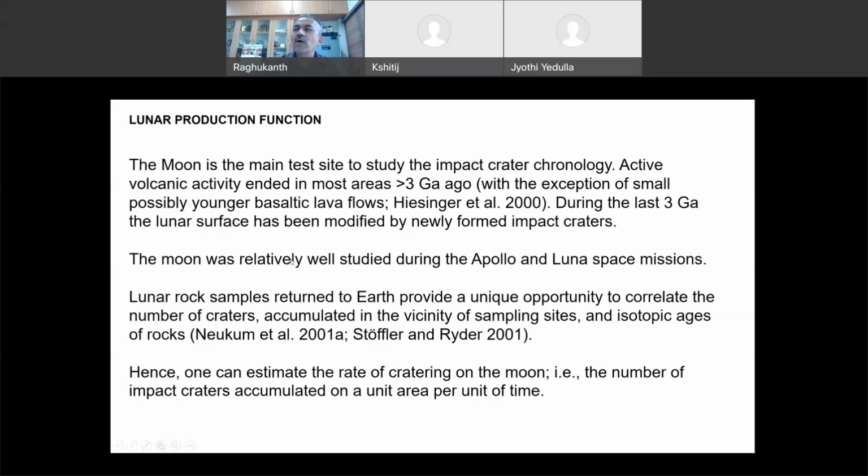And then of course, the Apollo lunar space missions went, and they brought rocks from the moon. In the lab, they studied whether it was volcanic or impact. And then the lunar rock samples provided a unique opportunity to correlate the number of craters. So this subject of impact cratering itself evolved due to the Apollo and Luna space missions. If these missions were not there, our understanding of impact cratering would not have advanced. Okay, so the number of impacts.